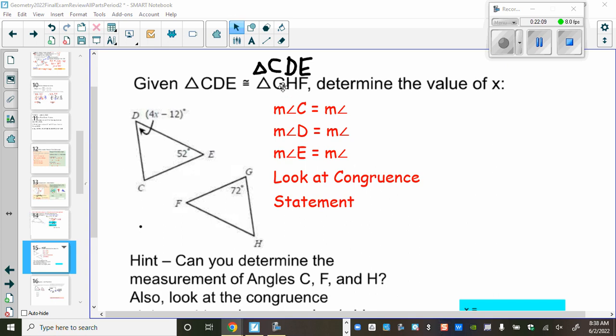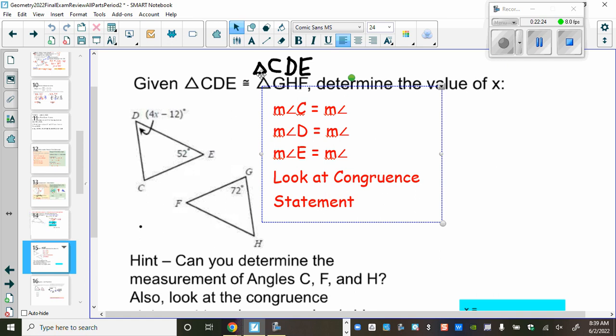Whenever you have your triangle congruence statement, put the first three letters over the second three, and then that's going to tell you which angles match with which other angles. So for instance, notice how CDE is over GHF. So therefore, now we can figure out who matches with who. So with angle C, which angle is going to match with angle C? Look on top or look below. G. Now, what about angle D? H. What about angle E? F.